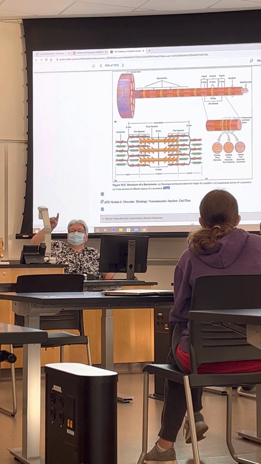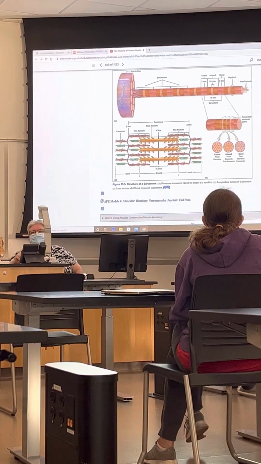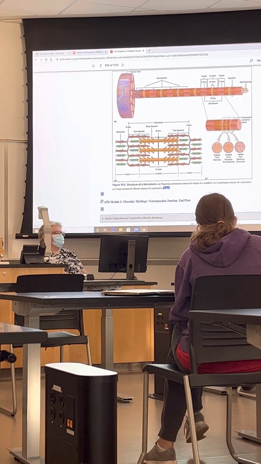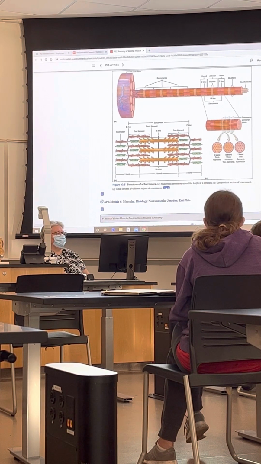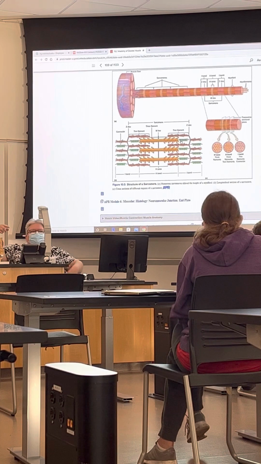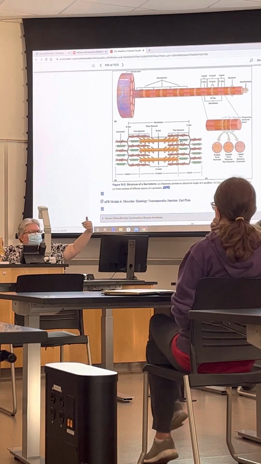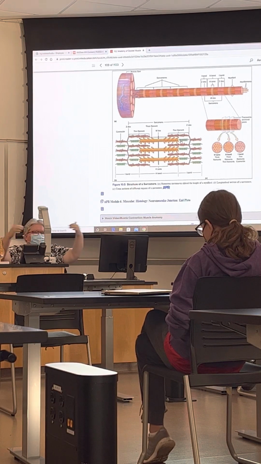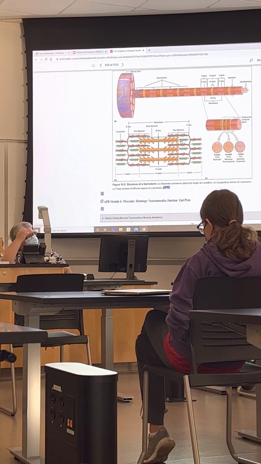What's the green thing again? The green thing, that's the connectin. Is that another protein? Yes. And that is strictly holding the myosin in place, keeping it in the middle. I like that it's a double helix sort of protein, and it's springy, so it will bounce back.